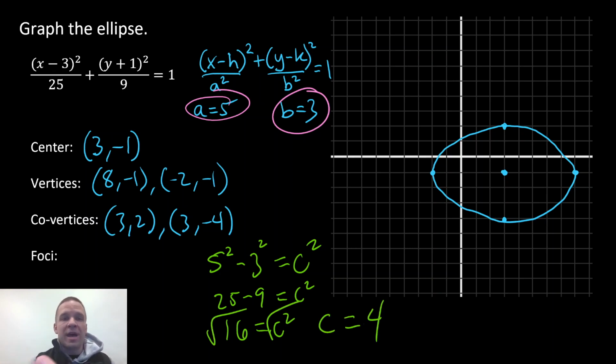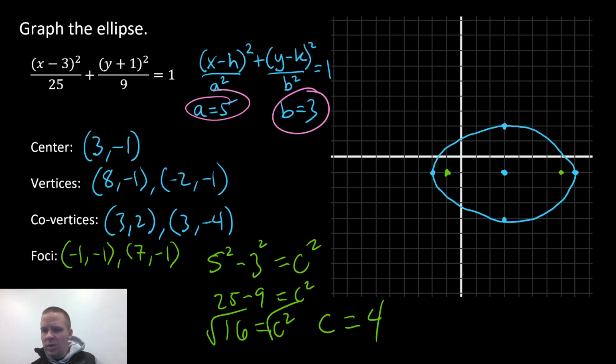Okay. So that means that I can go 4 away. 1, 2, 3, 4. There's my focus. And we got the other foci right here, 4 away from the center. What are those coordinates? Let's jot those down. That's going to be negative 1, negative 1. And we're going to have, let's see here, that's 3, 4, 5, 6, 7, negative 1. All right. Well, there we go.